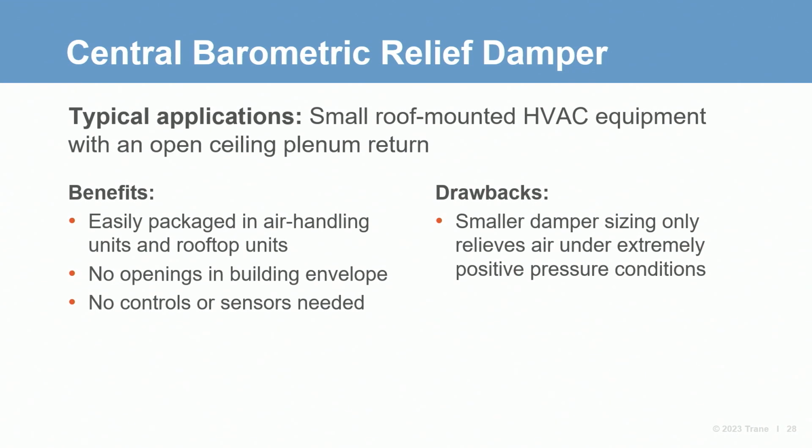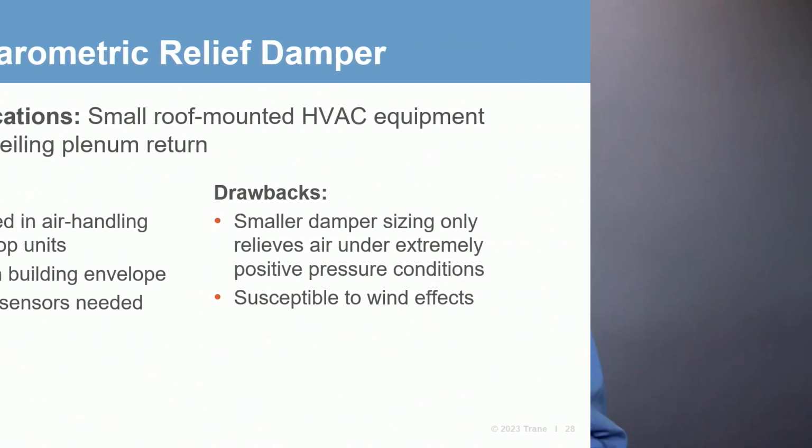So air still finds less restrictive ways to leave the building, like through the doors. And if the wind blows against this damper, it makes it even more difficult to relieve excess air, and building pressure rises further. So those are two configurations that use dampers for relief. Now we'll move on to some configurations that use an additional fan for relief.